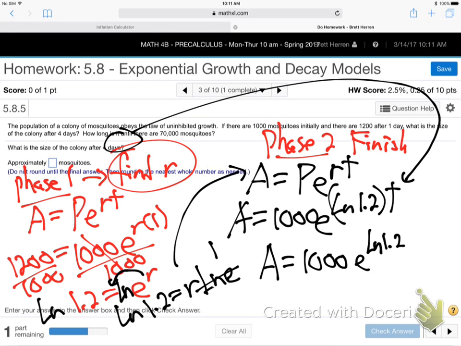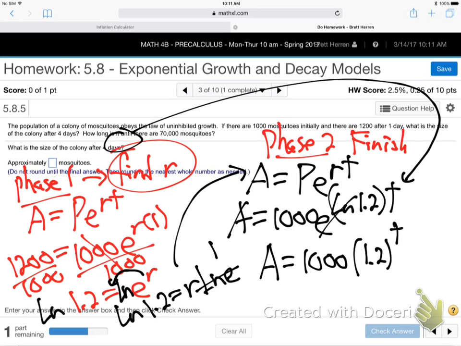Well, the trick is helpful. These cancel. The E and the natural log, remember how those are opposites? You can cancel those, but be careful when you do. The T is still in the power zone. The 1.2 drops down, but the T is still the power. Do you see what I mean?